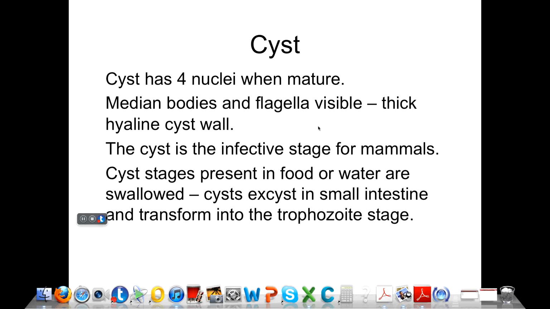It is the cyst that is the infective stage, and mammals acquire this stage when they swallow the cyst in food or water. And when the cyst is swallowed, it passes through the stomach where it is acted upon by acids in the stomach as well as the low pH. And then the cyst wall is ruptured and the trophozoite stages escape and establish the infection.